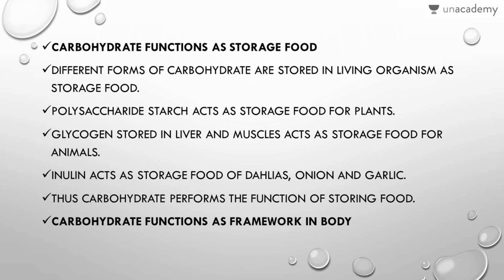We know starch, we know all those types of things, right? Different forms of carbohydrate are stored in living organisms as storage food. Polysaccharide starch acts as storage food for plants. Glycogen stored in liver and muscles acts as storage food for animals. We've got inulin. I'm sorry that it's spelled incorrectly. It is the storage food of dahlias, onion, and garlic, and thus carbohydrate performs the function of storing food.